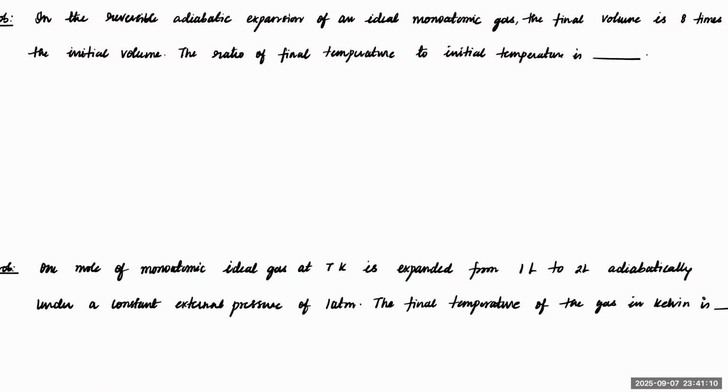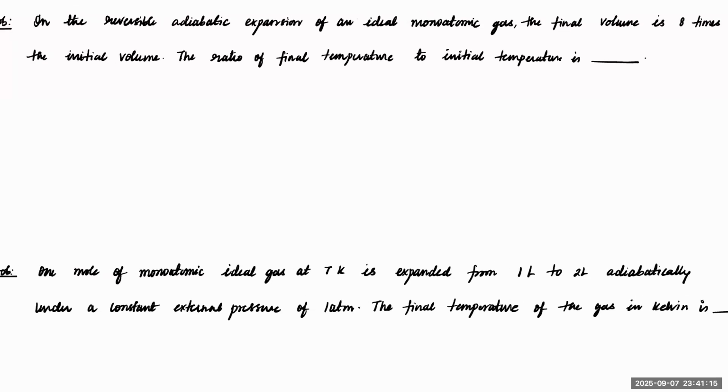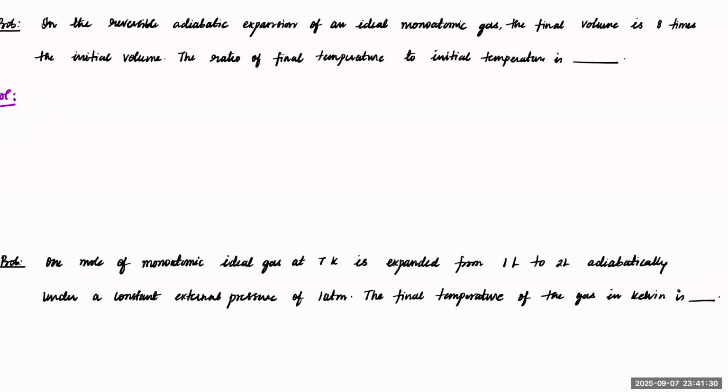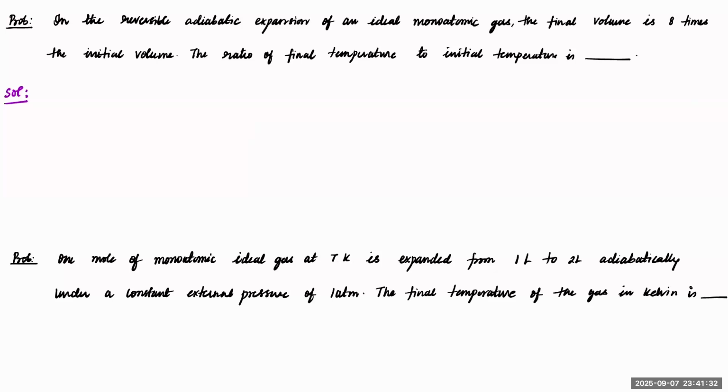In a reversible adiabatic process of an ideal monoatomic gas, the final volume is 8 times the initial volume. The ratio of final temperature to the initial temperature is how much? Okay, this is a very similar one. I suppose you can try it out once. Check out the ratio. It's not that difficult, everybody. Try it once.